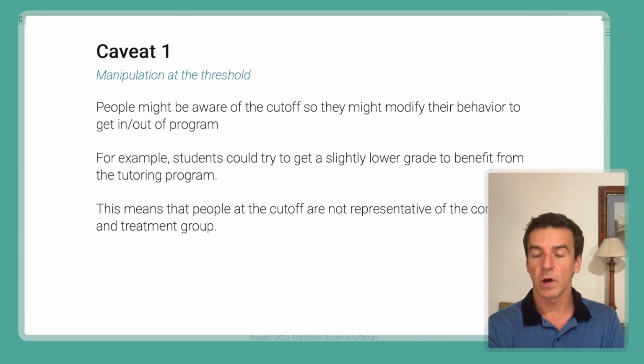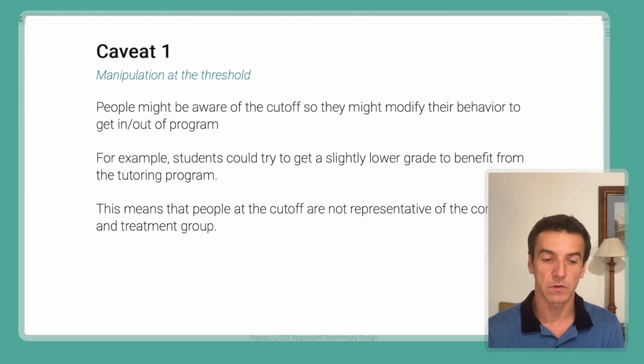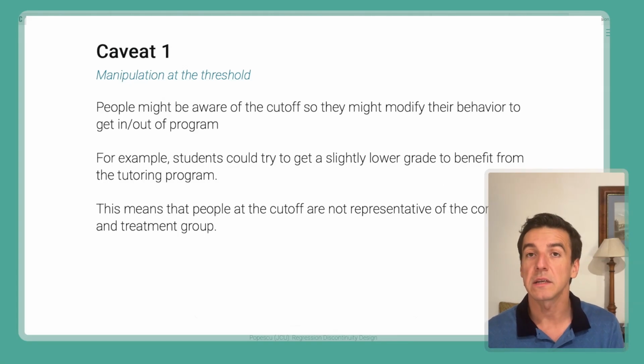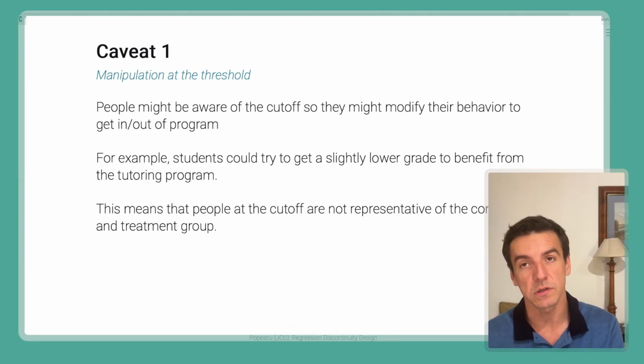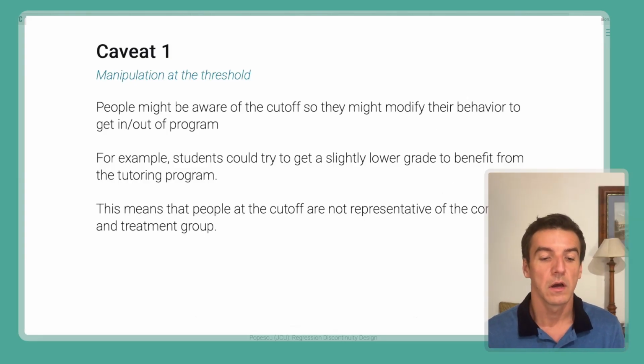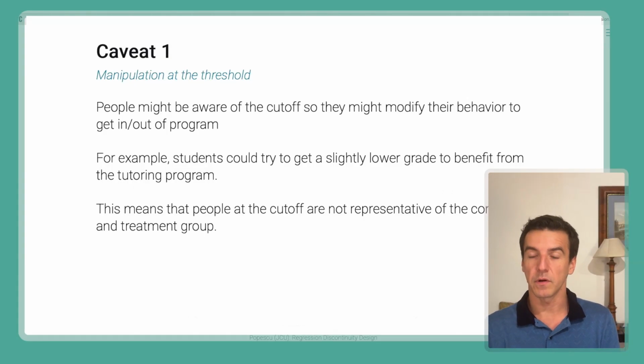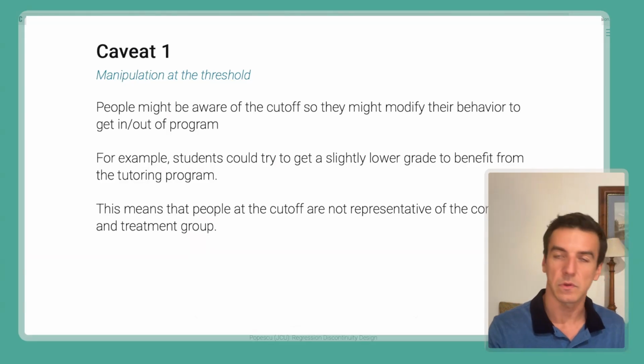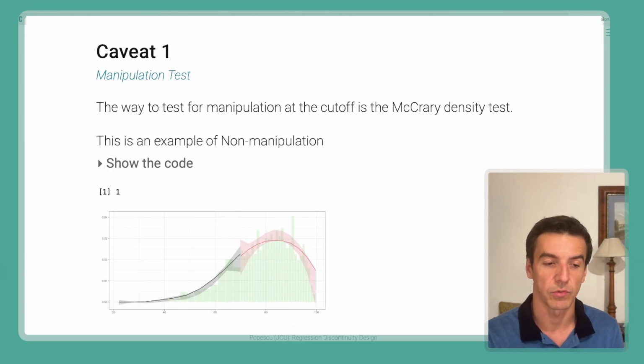Okay, the one caveat that's important to mention is manipulation at the threshold. So what does this mean? This means that people might be aware of the program and they might manipulate the threshold so that they can become part of the program or not. For example, students could try to get a slightly lower grade just to get into the tutoring program. So this means that people at the cutoff are no longer representative of the treatment and the control group.